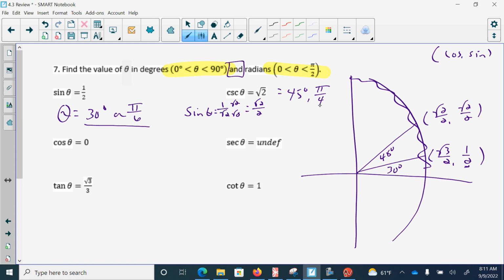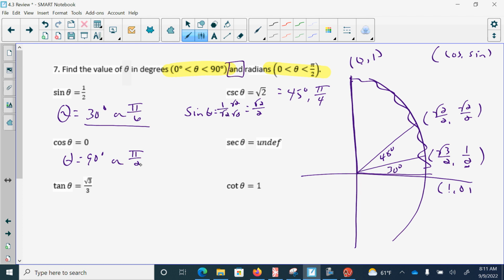This one's asking me, when is the cosine, or when is the x value equal to 0? Well, here at 0, my ordered pair is 1, 0. The x value is 1, so it's not there. If I go up here, my ordered pair is 0, 1. The x value is 0. So it's going to be this angle here. So theta is going to equal 90 degrees or pi over 2.